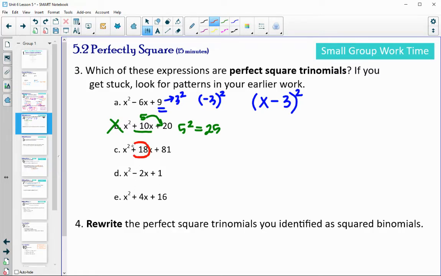18. Okay, half of 18 is 9. Is 9 squared 81? Yes, it is. So this is a perfect square trinomial. This is a positive 9 because 18 divided by 2 is positive 9. So this is going to be x plus 9 squared to give us the two 9x's in the middle to get 18x, and then the 9 times 9 to give us the 81.